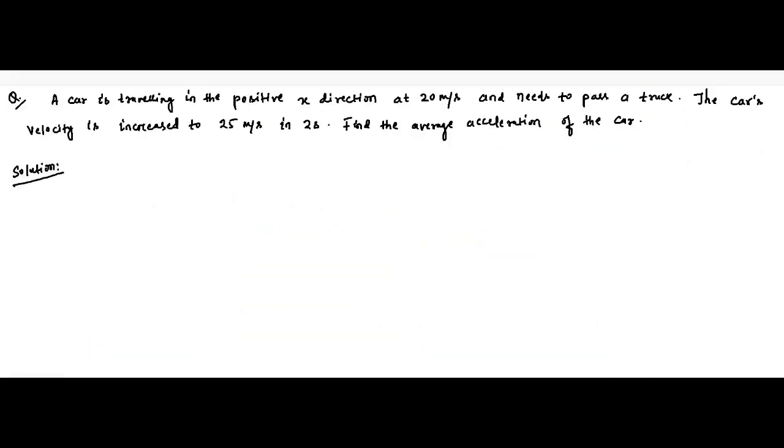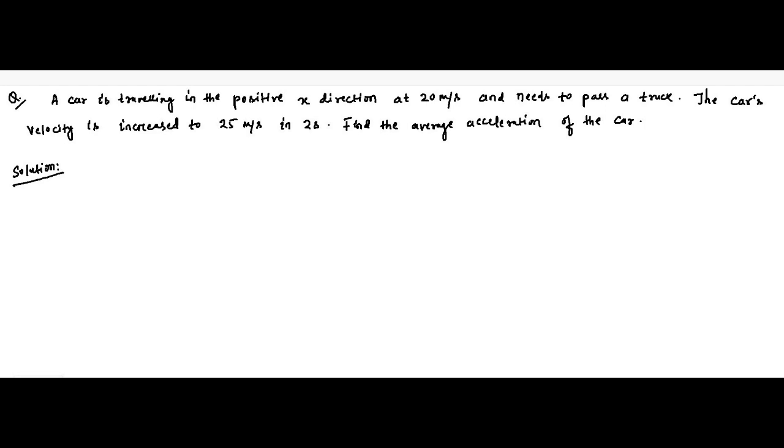So here is another question. It is given that a car is traveling in the positive x direction at 20 meters per second, and it needs to pass a truck in front of it. So the velocity of the car is increased to 25 meters per second in the duration of 2 seconds. Find the average acceleration of the car.